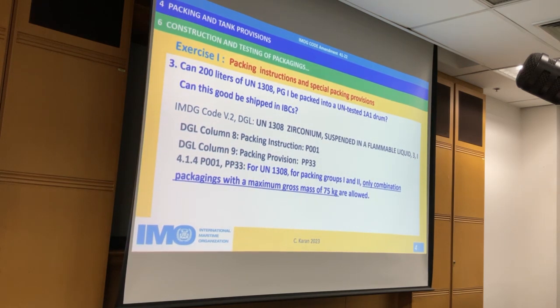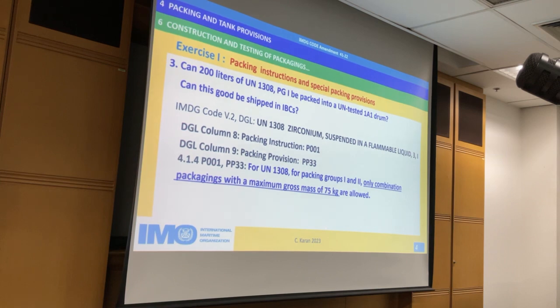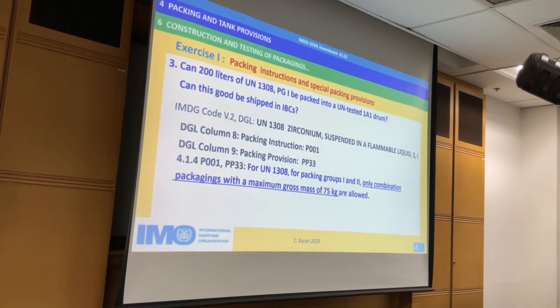For UN 1308, for packing groups 1 and 2, because it is packing group 1, only combination packagings with a maximum gross mass of 75 kilograms are allowed. So this package is not allowed. Why? Because it has 200 liters, it's too much. And also it's a single package, the drum. We have to have a combination package. You see how important the packing provisions are. We have to check always.